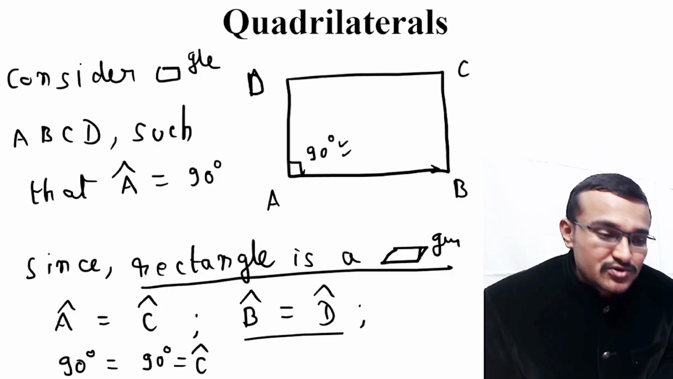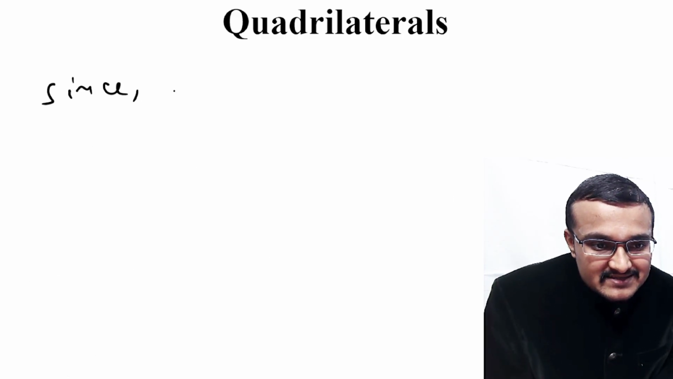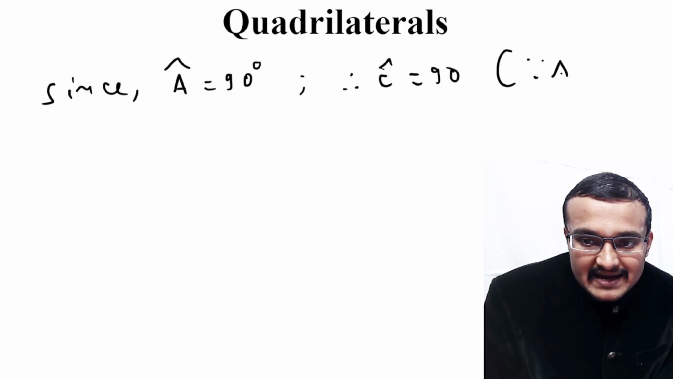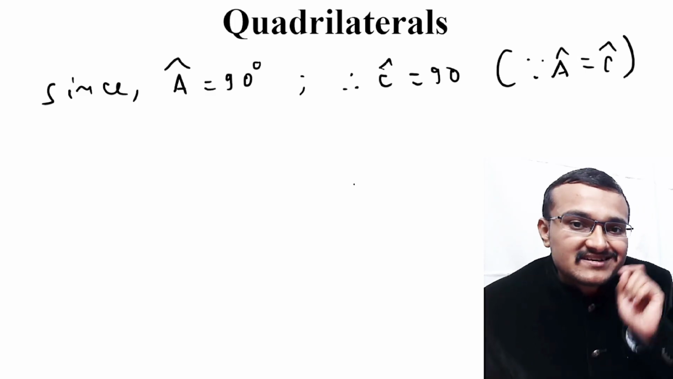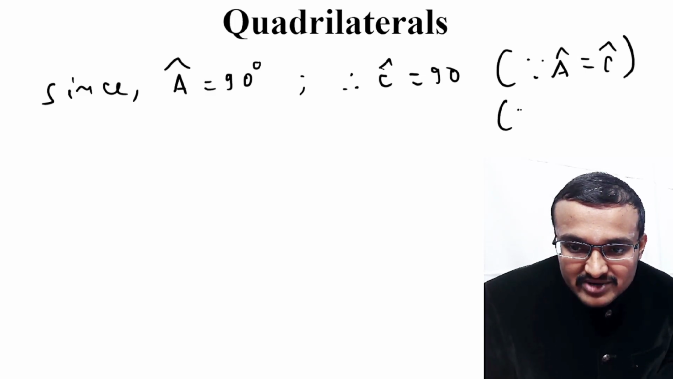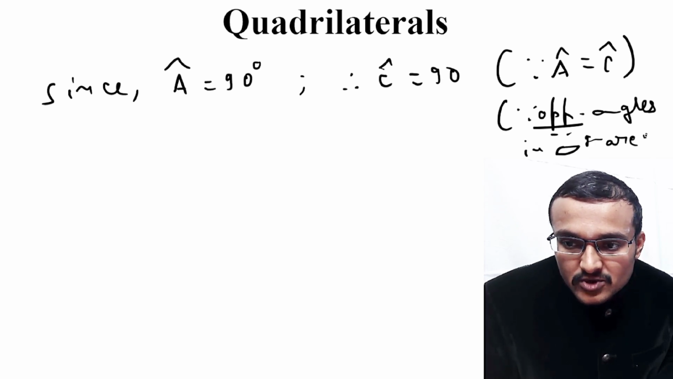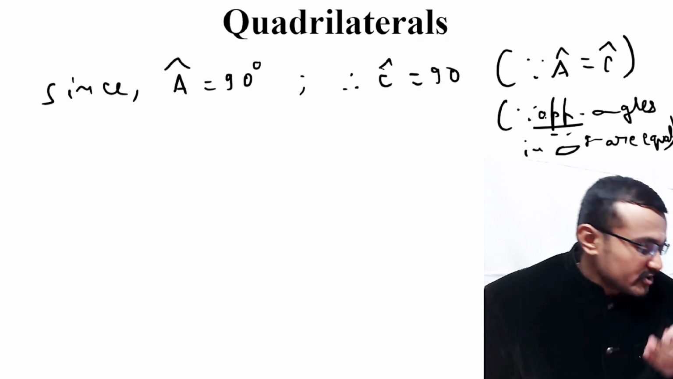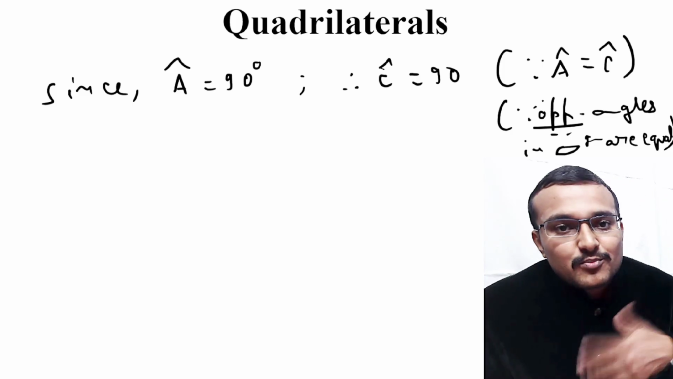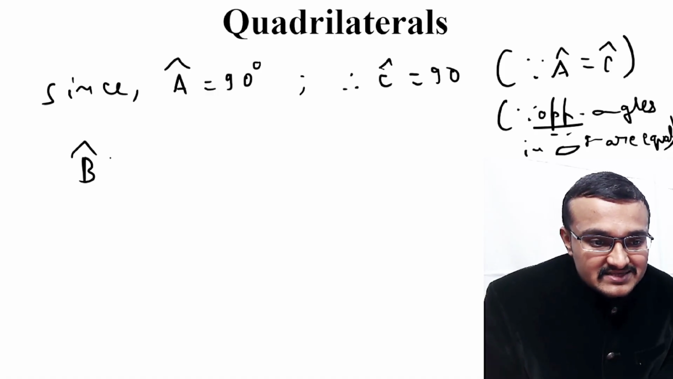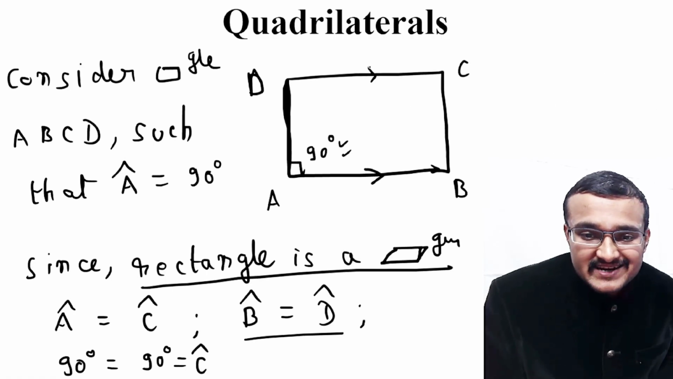And since we know A is equal to 90 degree, therefore C is also equal to 90 degree because angle A is equal to angle C, because opposite angles in a parallelogram are equal to each other. In bracket you can write opposite angles in a parallelogram are equal, or straight away you can use theorem 8.5. According to theorem 8.5, opposite angles in a parallelogram will be equal to each other. Similarly, angle B is equal to angle D. Now this particular rectangle is a parallelogram.